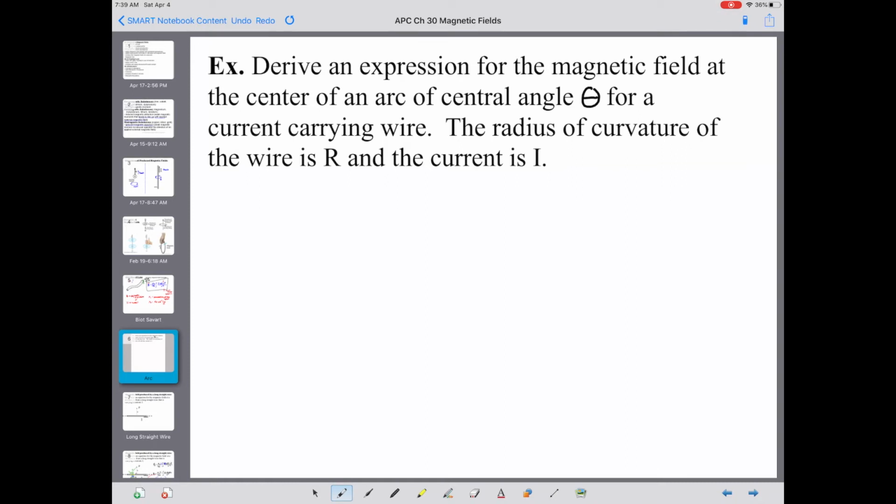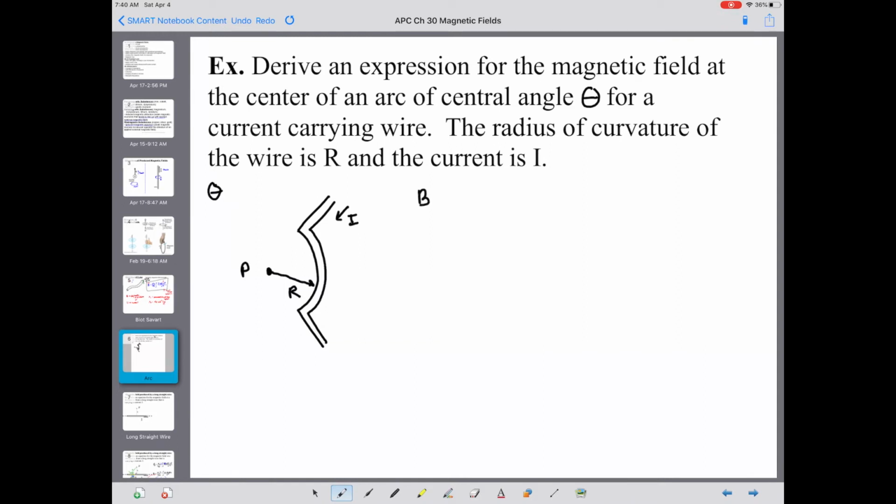So I'm going to draw. So there is our wire. I'm going to have the current traveling in it in a certain direction. Then our point in question, point P, would be out there at the center of the arc. So I'm going to draw a radius r there. So r and I, and then theta is also given.